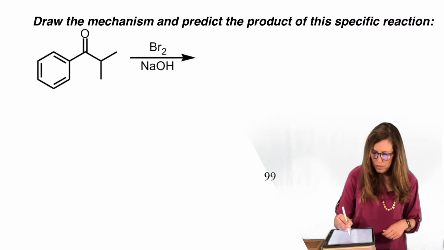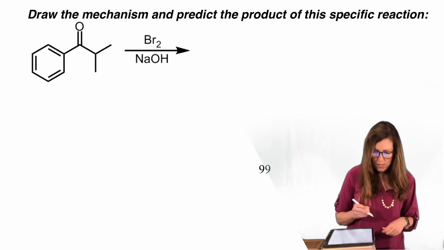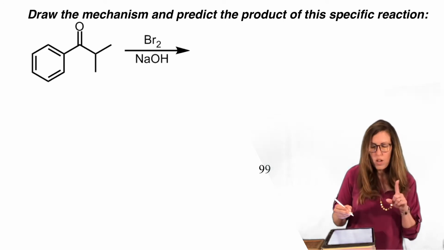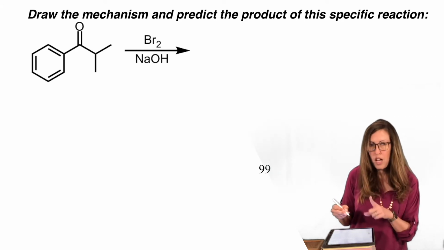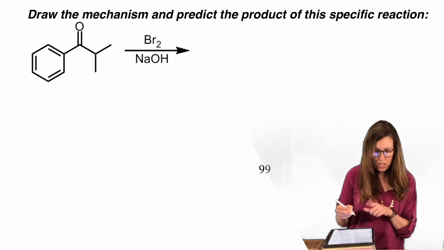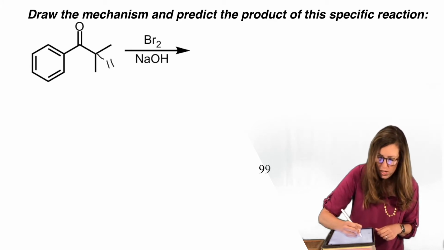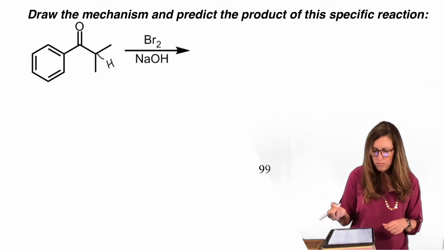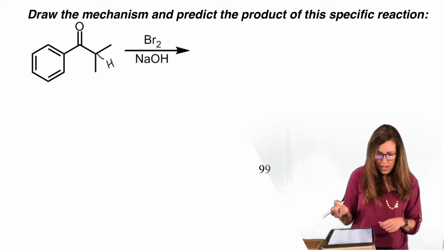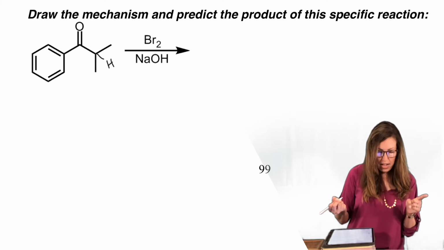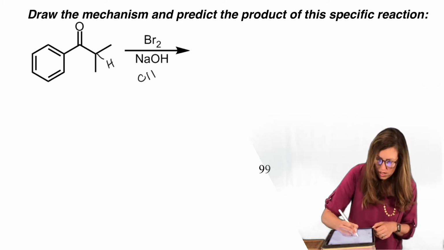Let's take a look at the mechanism. We're going to work our way there. This is not a methyl ketone. I'm not going to do a methyl ketone yet. I'll do one step at a time. I'm going to do only one H instead of three H's. So we have an H that's going to be pulled off by a base. There's our base, sodium hydroxide.